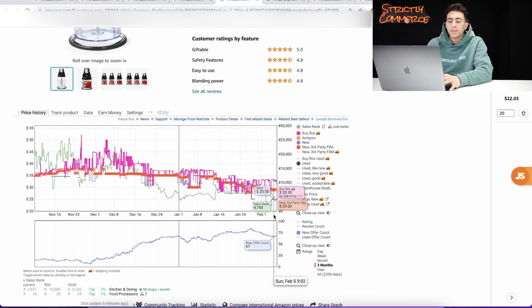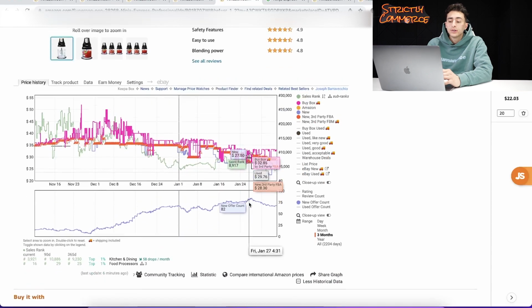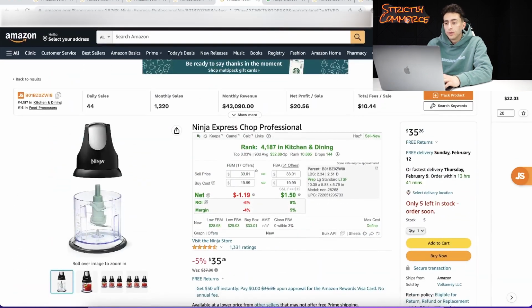So this is something that maybe you check back into after a lot of these guys sell out, because this price could actually go up in a couple months. But we're going to move on from that one now.